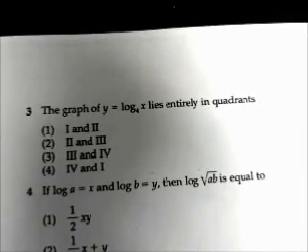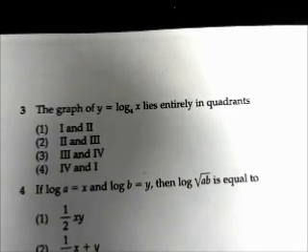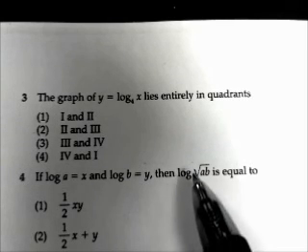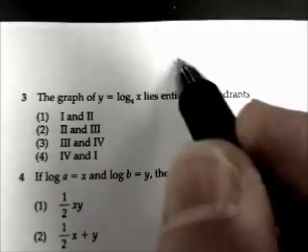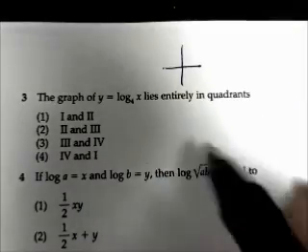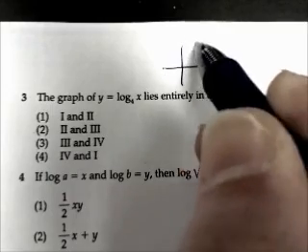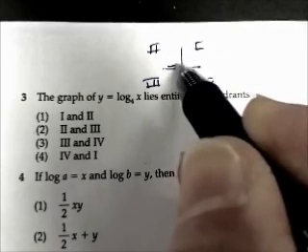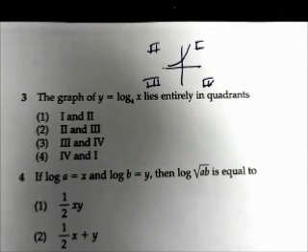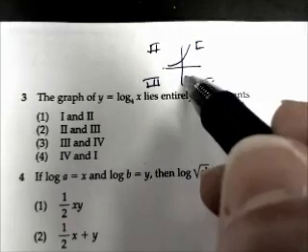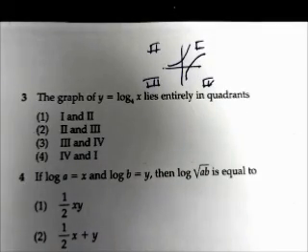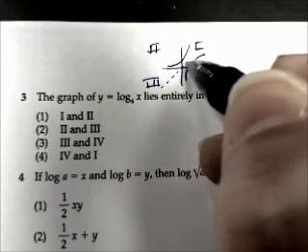Number 3, the graph of y equals log base 4 of x lies entirely in quadrants. Well, the graph of a log function is the inverse of an exponential function. And if you recall, exponential functions would usually lie in quadrant 1 and 2. Again, this is exponential. Would usually look something like this. And so the inverse of that would end up being in quadrants 1 and 4, right? Remember, because we're reflecting over the line y equals x.